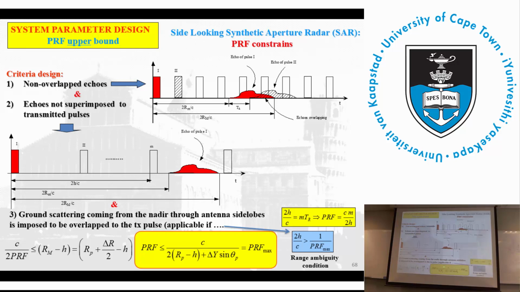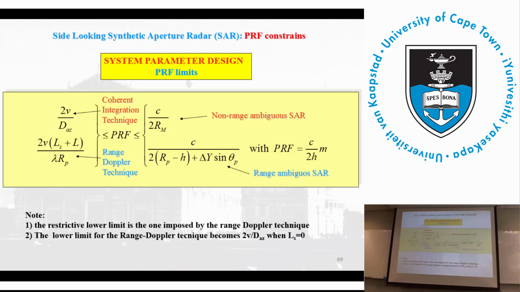So this condition becomes the most strict, and it's the one that we have to apply for range ambiguity. So for airborne, we can go with this. For spaceborne, we have to go with this. That doesn't mean that we can't use this one for airborne. We can do it as well. It's not necessary. Okay. Fine.